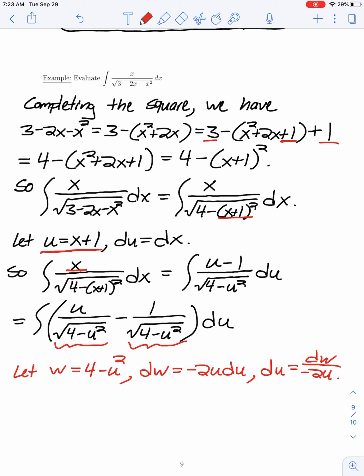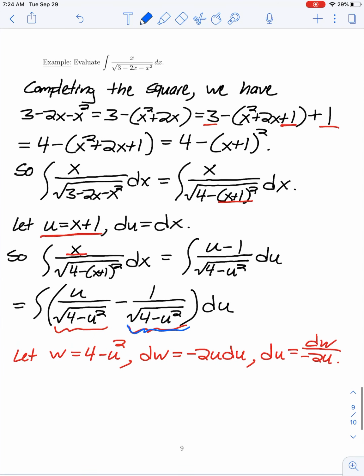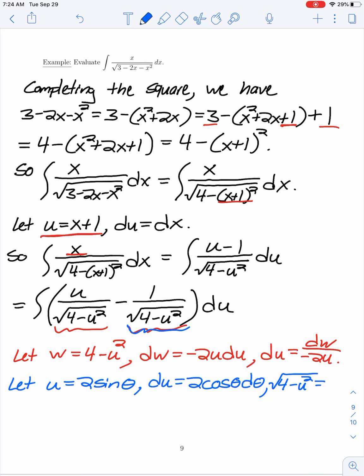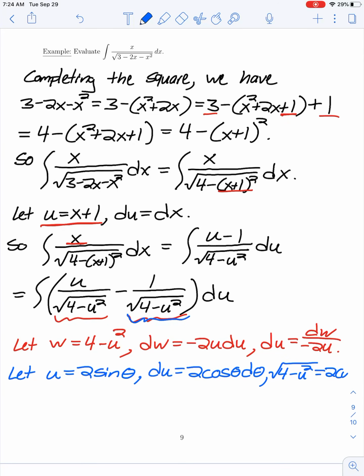Now, to handle this second integral, I can't get away with a regular substitution. I'm going to have to make use of a trig substitution, where u is taken as 2 sine of theta, so that du is equal to 2 cosine of theta d theta, and the denominator, the square root of 4 minus u squared, is then 2 cosine theta.